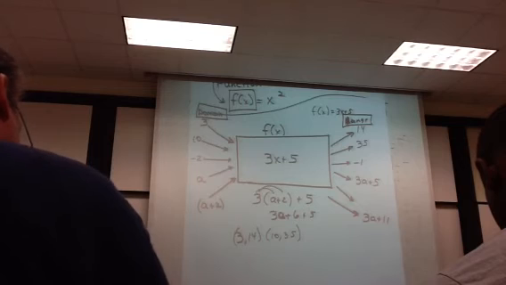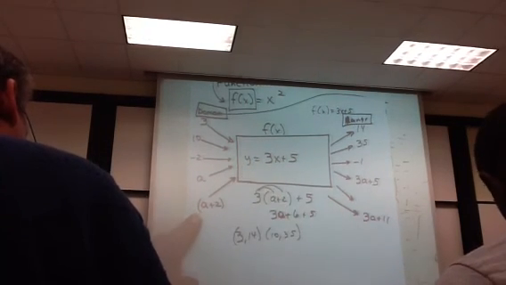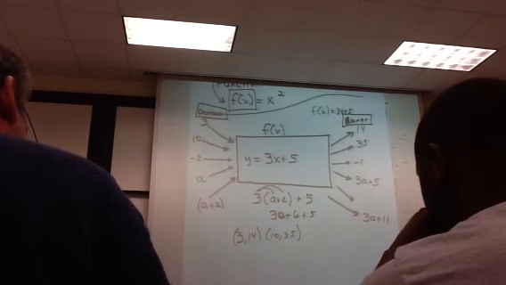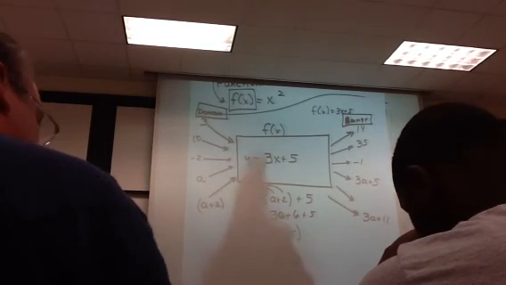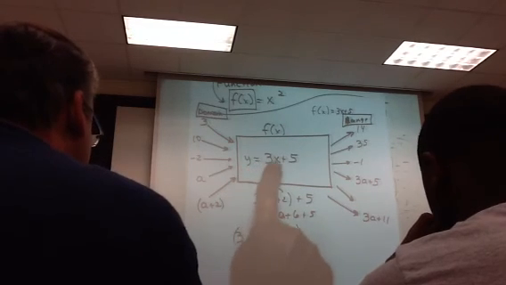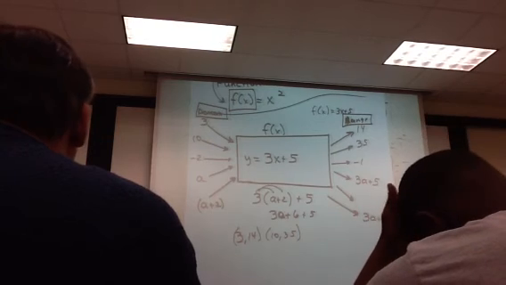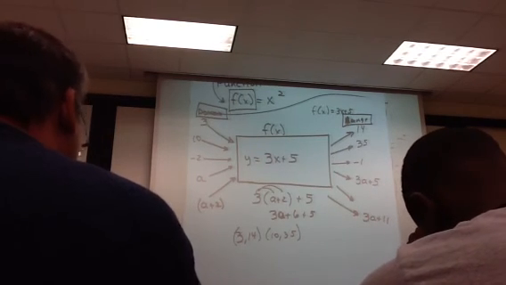Remember, f of x equals 3x plus 5 is the same as y equals 3x plus 5, depending on how you want to look at it. That's how we looked at it last time we were together. Y equals mx plus b, right? That's a plain old line with a slope of 3 and y-intercept is positive 5.